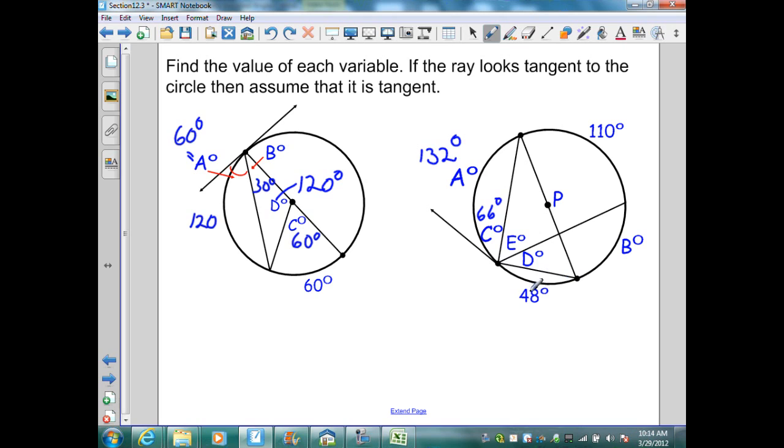This arc has a measure of 48 degrees. I know that half of its measure is 24, and that will equal the measure of its inscribed angle. So this is 24 degrees.